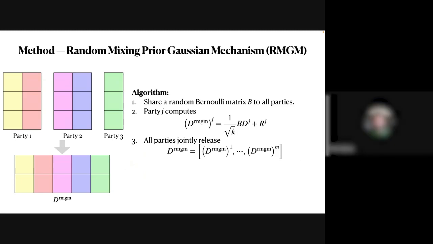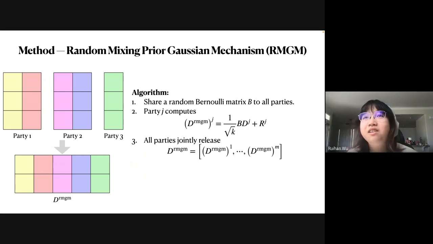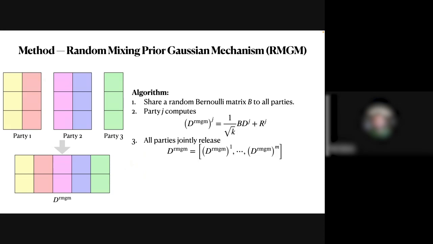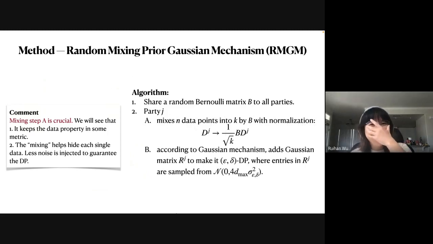Okay, cool. You didn't show us how the sensitivity changes, did you? You're so far still assuming Rj is 4 Dmax sigma squared for epsilon-delta. Yeah, sorry, I didn't make slides for it, but I can briefly explain it explicitly. The easy case is if we assume k is just 1, so we only want to mix all of them into one data point.